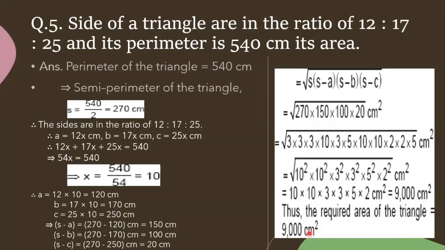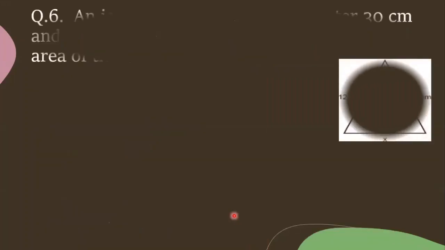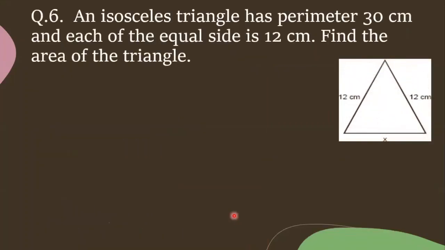What do you mean by isosceles triangle, children? Two sides are equal. An isosceles triangle has perimeter 30. Perimeter 30 means what is the semi-perimeter value? 15. And each of the equal sides is 12. So any two equal sides, I'm taking 12 and 12. Find the area of the triangle.